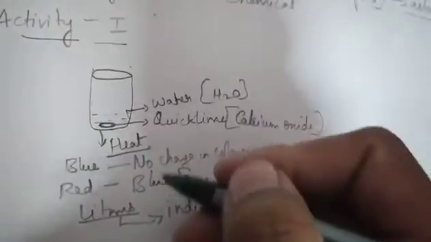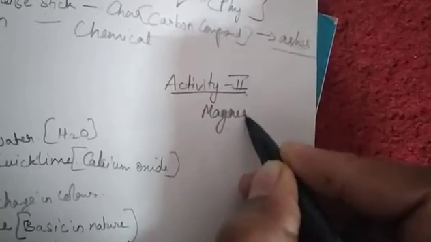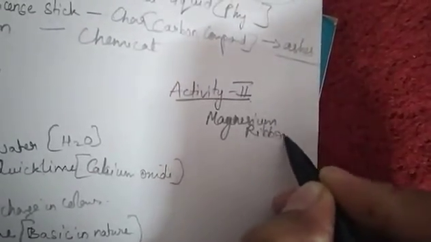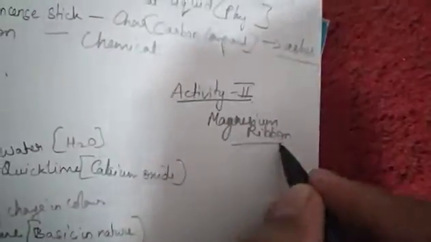Now let us look at the second activity. Here in the second activity, take a magnesium ribbon and burn it, and you will get ashes.